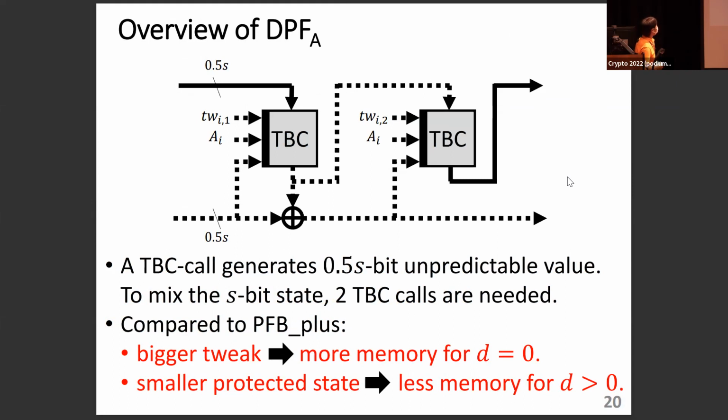And in this construction, we input data via the tweak. So compared to PFP+, the tweak size is bigger. That means without any countermeasures, HOMA is bigger than the state of the art, I mean PFP+. But the size of the protected state is only here, which is smaller than PFP+. So if you apply masking implementations, then memory size becomes smaller.